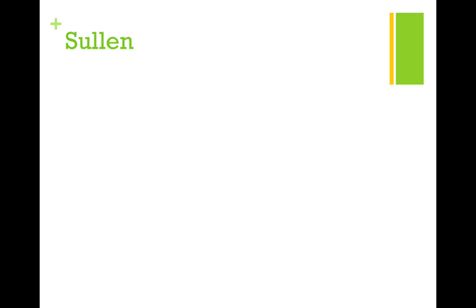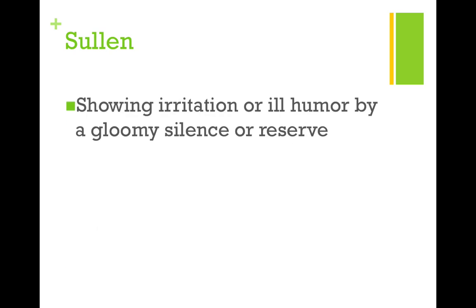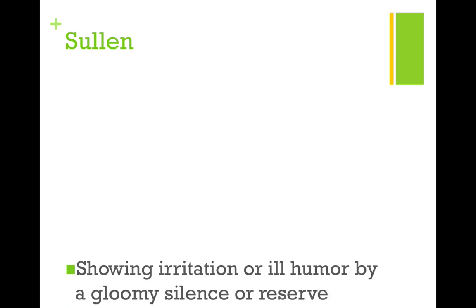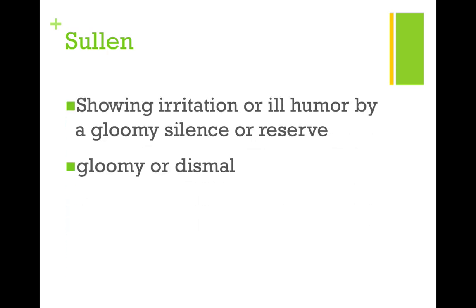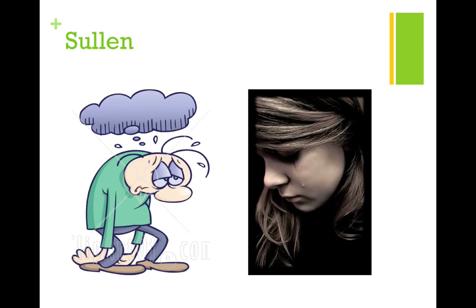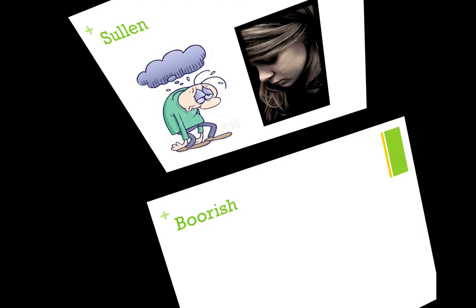Next word is sullen. Sullen means showing irritation or ill humor by a gloomy silence or reserve. I like to think of sullen as a little bit emo. These two words also go along with sullen, gloomy or dismal. And when we start reading Romeo and Juliet, you will quickly learn that Romeo is sullen at the beginning of the play because he's heartbroken over another woman named Rosaline. So, sullen, gloomy, and dismal.